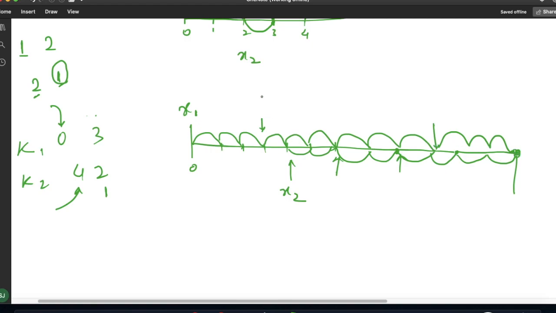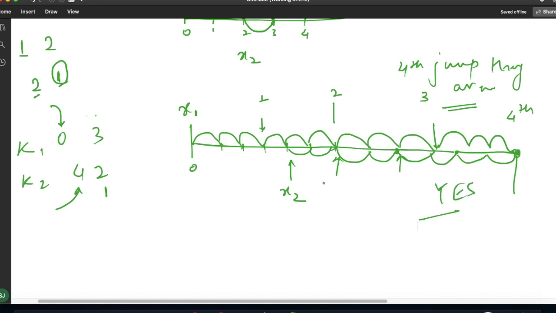So first iteration, second iteration, third iteration, and in the fourth jump they are meeting. Means it is possible that they are meeting, so we have to return yes here. So this is the problem.